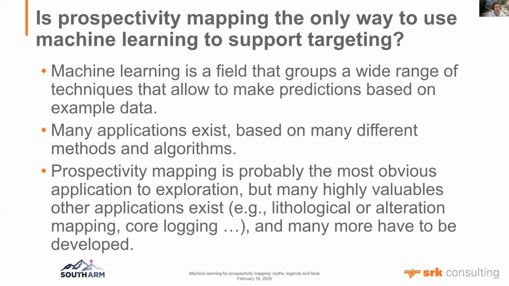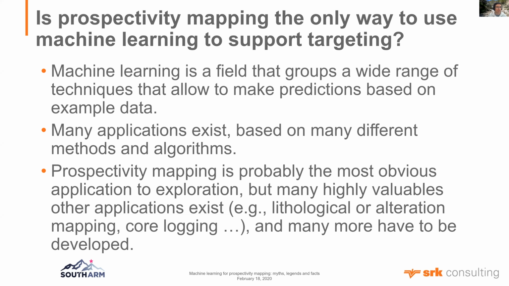Prospectivity mapping is probably the most obvious because it's a dream for everyone to take all of the data and generate targets. But there are many highly valuable other applications, such as lithological or alteration mapping, automated core logging, geological modeling, and I probably forget a lot of them. So I have a few examples here just to give you an idea of what's possible and to show that there's a lot of opportunities with machine learning in general.